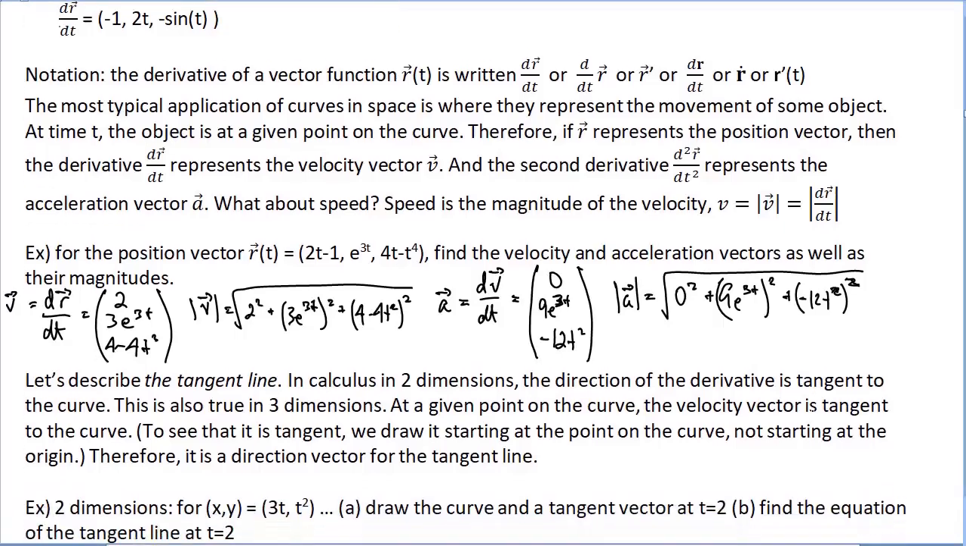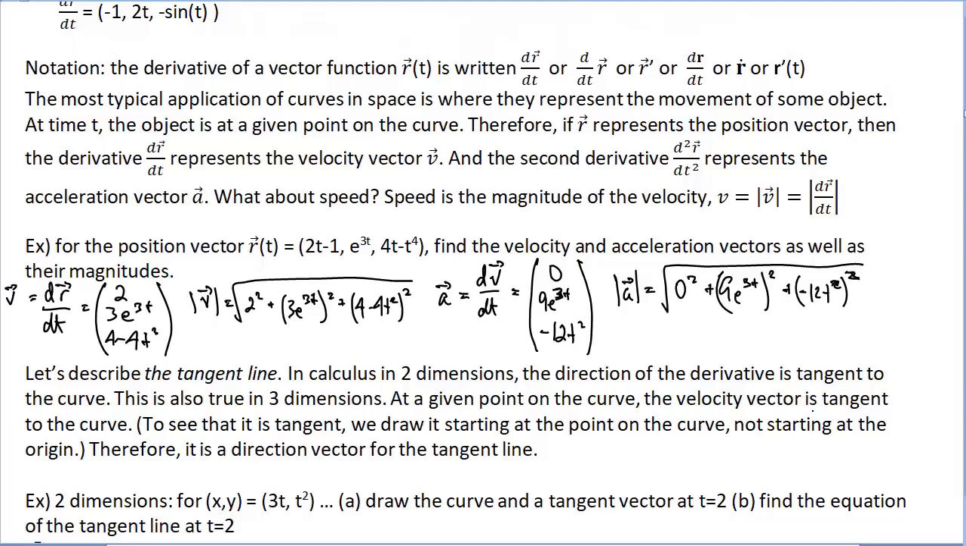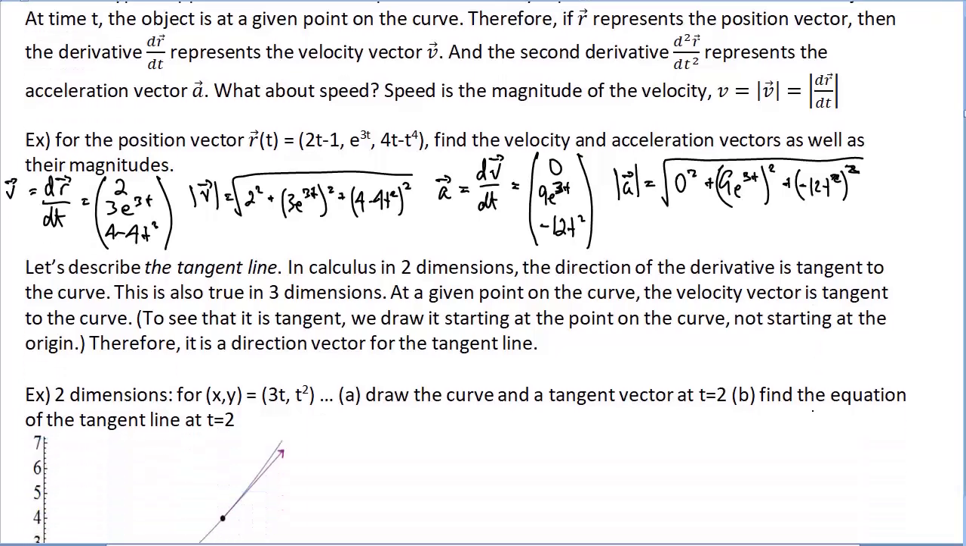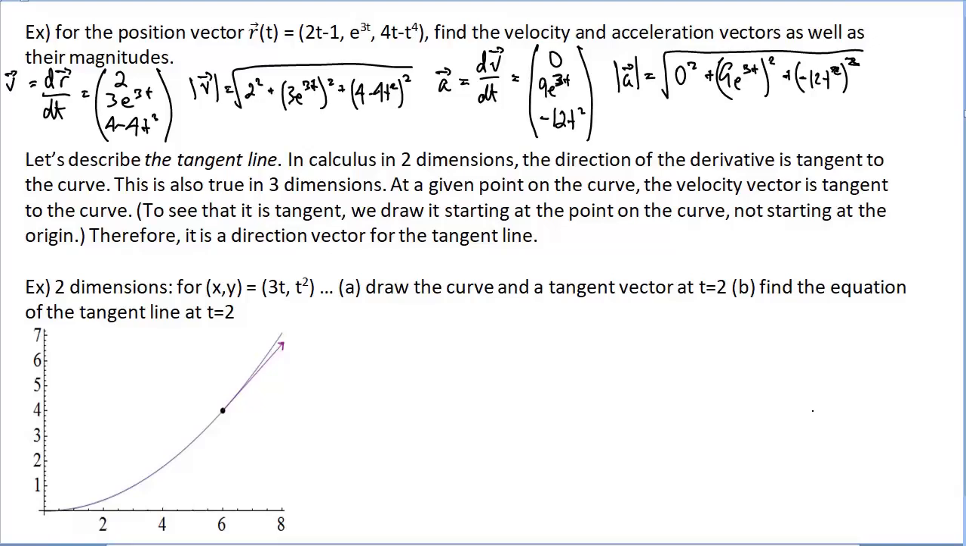First, we'll do one in 2 dimensions. So for the vector xy equals 3t comma t squared, first we're going to draw the curve and a tangent vector at t equals 2. Then we're going to find the equation of the tangent line at t equals 2. For drawing this curve, I actually had the computer software do it for me, along with the tangent vector at t equals 2. So of course you'll notice at t equals 2 we have to figure out where we are on the curve. So I'm actually going to write down that calculation.